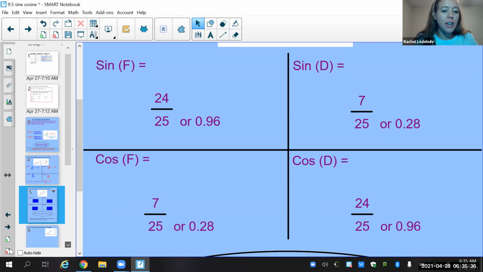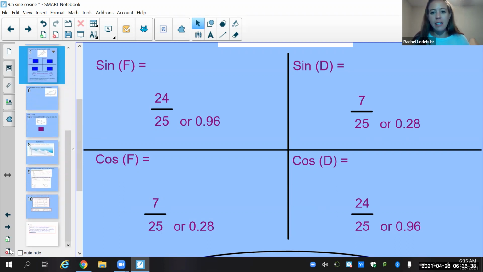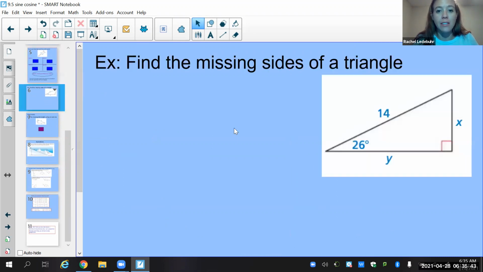Okay. All right. Well, just like we used tangent in other ways than just figuring out what the ratio is, we're going to use sine and cosine in other ways. We can use sine and cosine to find the missing sides of a triangle, just like we did with tangent. Okay. So let's say we have this diagram and we have an angle of 26. And what we're used to doing is using tangent. And if I want to use tangent, I need the opposite over adjacent. Problem is, I don't know what those are. So I have to do something with this hypotenuse.